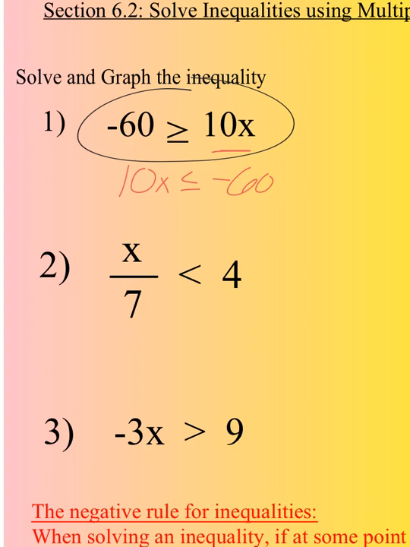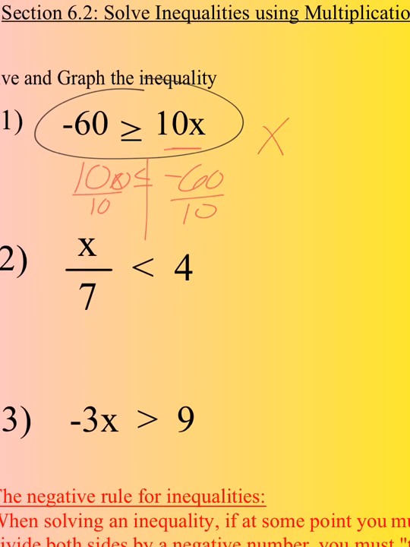Okay? So I'm going to draw my line. Here's my variable I can circle. I'm going to divide both sides by 10. Nothing funny going on for this one. I'm just going to bring the answer over here so I can see it better. X is less than or equal to negative 6.